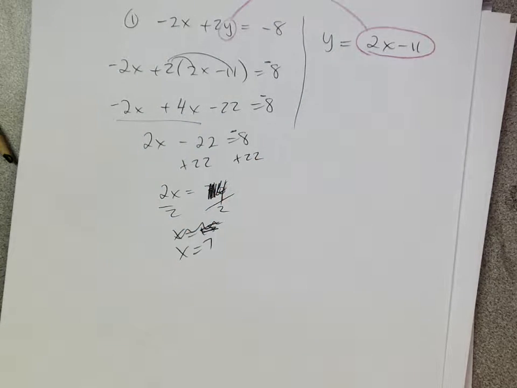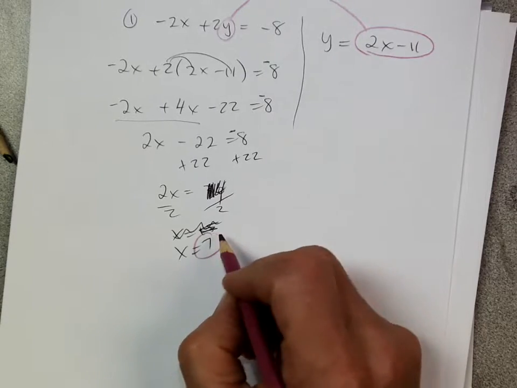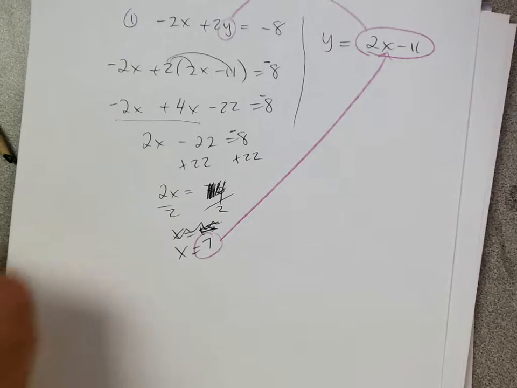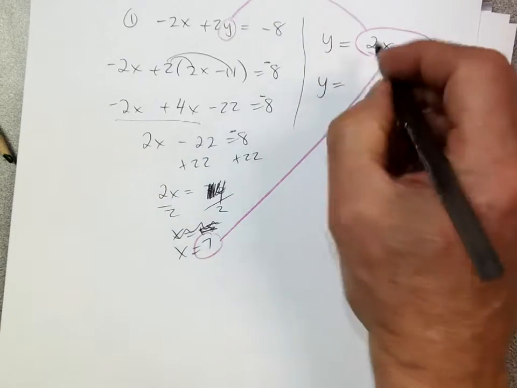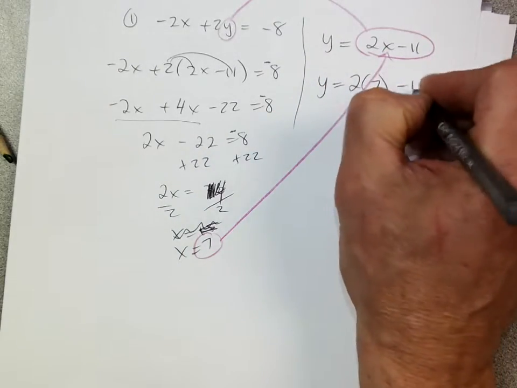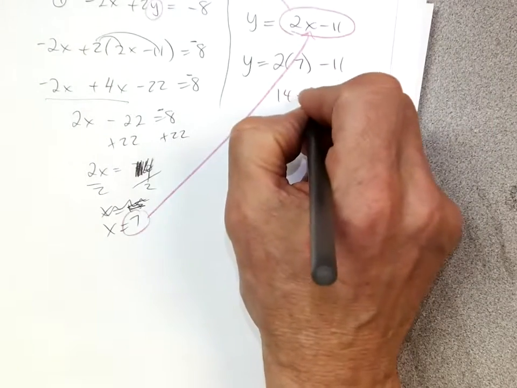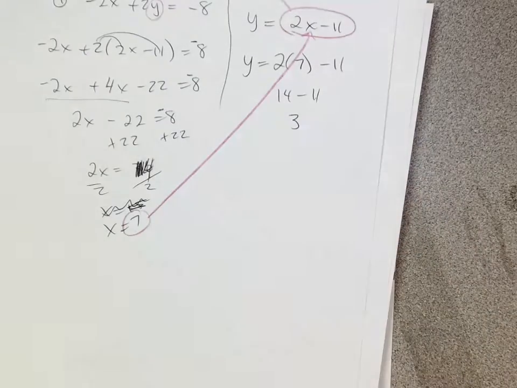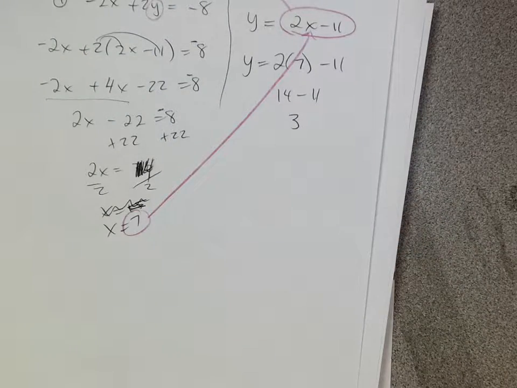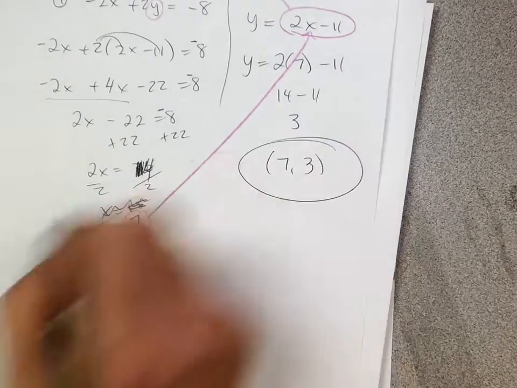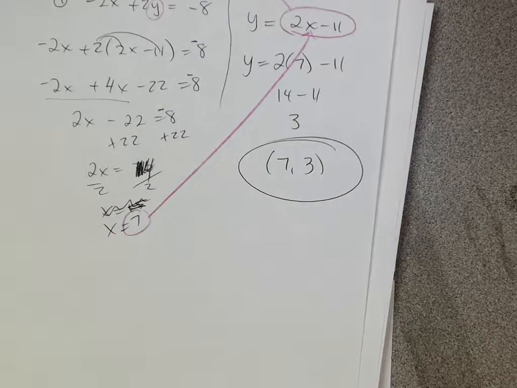Now that I fixed it, if x is 7, let's get the other answer by plugging 7 in for x right over here. So we'll rewrite as y equals 2 times 7 minus 11, which is 14 minus 11, which is 3. Now the answer is a point. So we write it as a point, 7, comma 3. Thumbs up? You can do that one tomorrow? Okay. I'll wait for you.